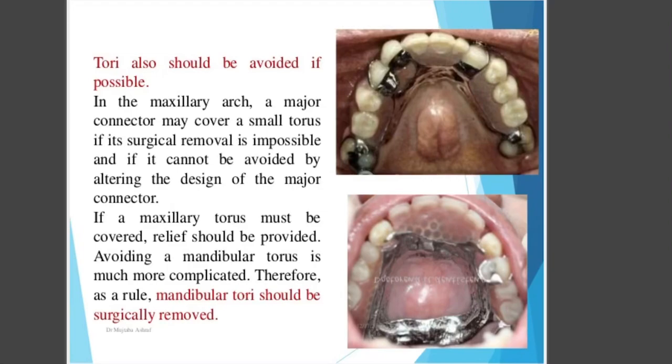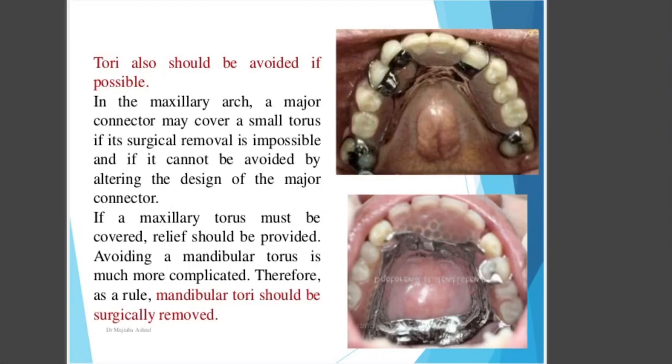Tori also should be avoided. If there are tori in the maxillary arch and the patient has complications and it is inoperable, then in such situations it is better to provide a relief either with the help of a horseshoe or a closed horseshoe. We can provide it.